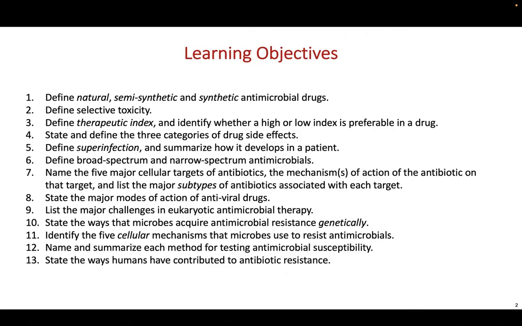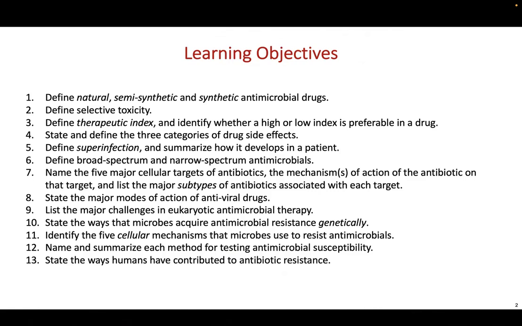And then we will name the five major cellular targets of antibiotics. We will discuss the mechanism of action of the antibiotics on the target and list the major types of antibiotic associated with each target. We will then state the major mode of action of antiviral drugs. We will list the major challenges in eukaryotic antimicrobial therapy. We will state the ways that microbes acquire antimicrobial resistance genetically, and then we will identify the five cellular mechanisms that microbes use to resist antimicrobials.